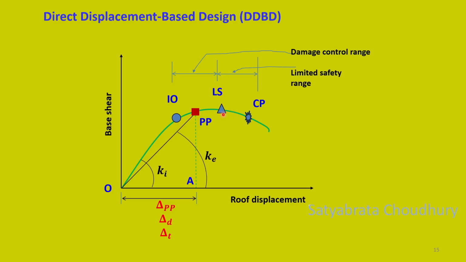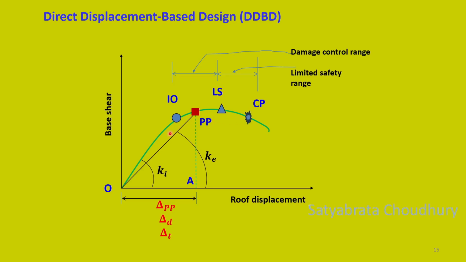However, away from this we have more damage. We have the point LS, life safety, where the damage is much more but life is not threatened. And at highest damage we have a point here which is collapse prevention, CP, where the building has not collapsed but the damage is widespread, almost devastating, but the building is still standing. So this is the collapse prevention point.